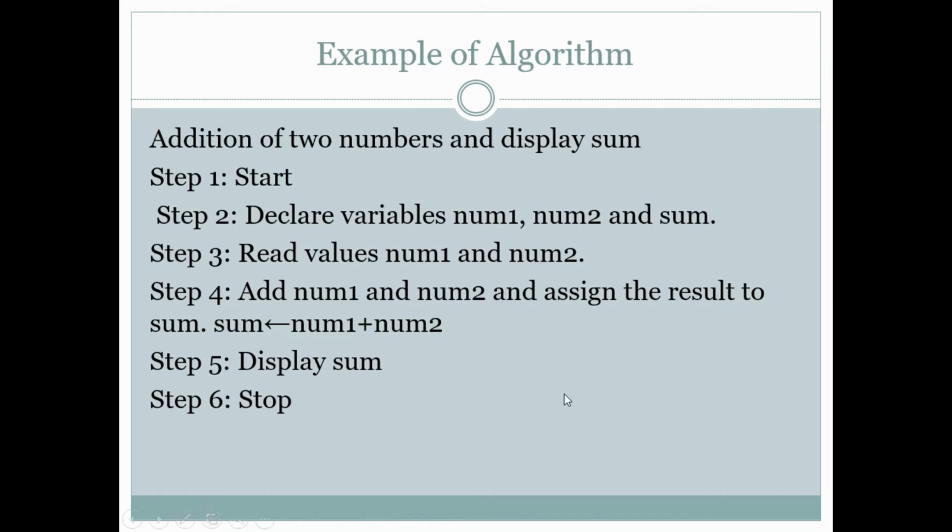In step 3 we read values num1 and num2. The user will give some number in num1 and another number in num2. In step 4 the variable sum stores the addition of num1 and num2, and in step 5 it displays the variable sum. Whatever the result it gets, it will display it, and at last in step 6 it stops.